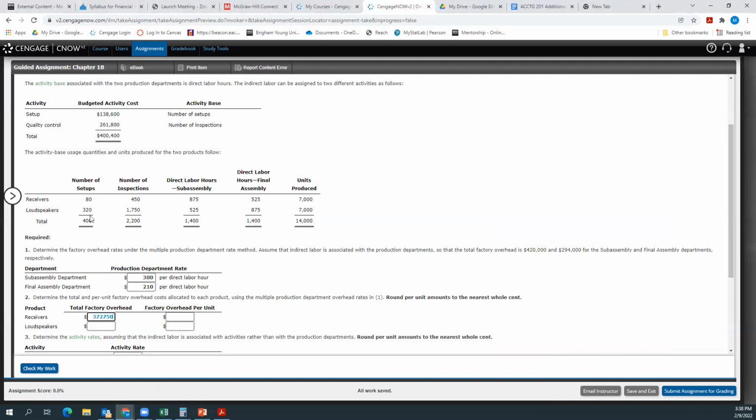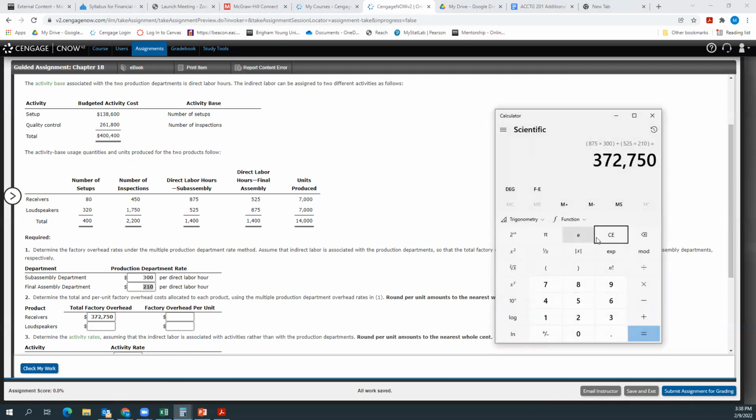I'm going to do the same thing for the loudspeakers. We'll do 525 times 300 plus 875 times 210. That gives us $341,250.